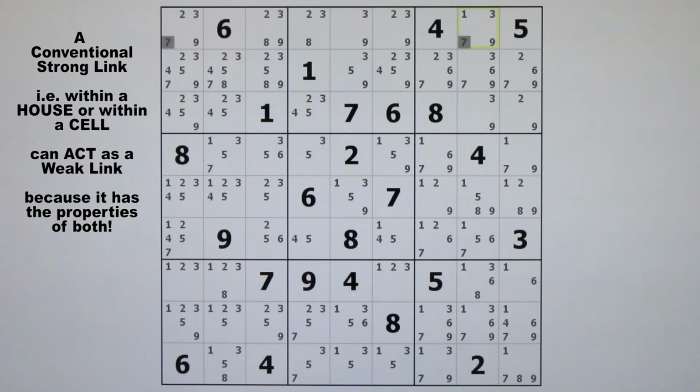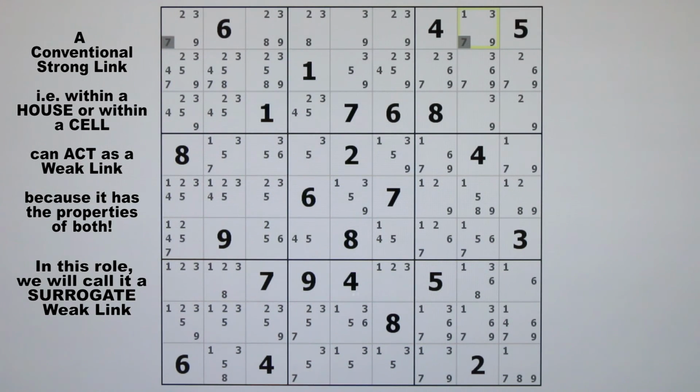Now, what this means is that when we are forming chains, which we will learn how to do later, a strong link can act as and be used as a weak link. It can be thought of either way. However, a weak link cannot act as or be used as a strong link, okay? And when we use a strong link as a weak link, I will refer to it as a surrogate weak link because it is not really a weak link in the formal sense, but it is only acting as a weak link as it can because it has the properties of both.